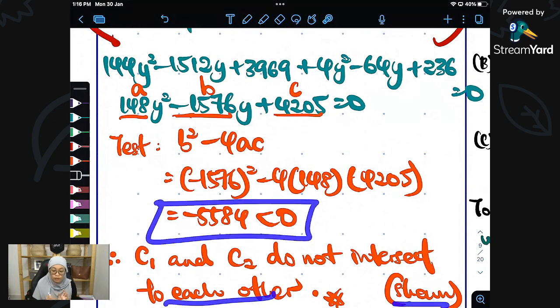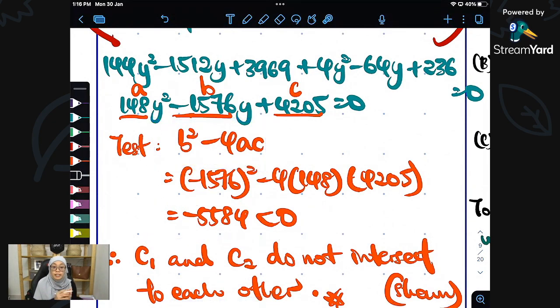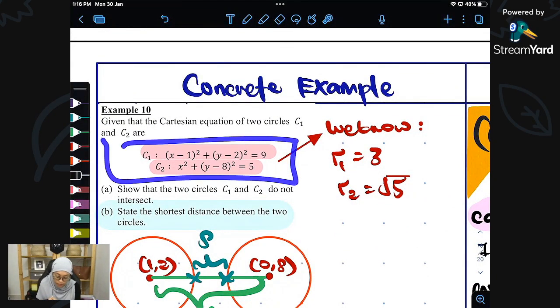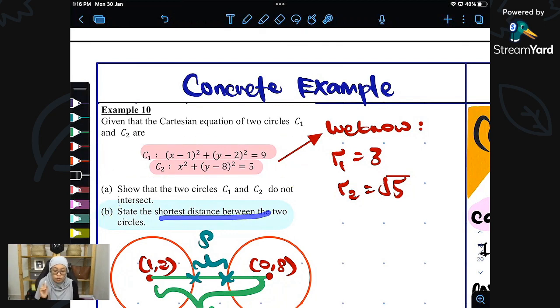This one is very important to test. Alright, so this is the form of question that is in the form of show. So let's go to the next question. It is the same question, the same equations of circles, but the next question is: state the shortest distance between the two circles.